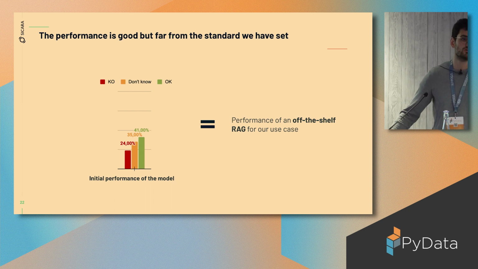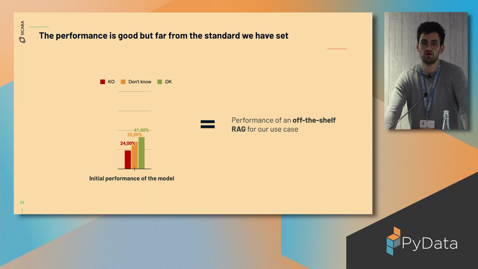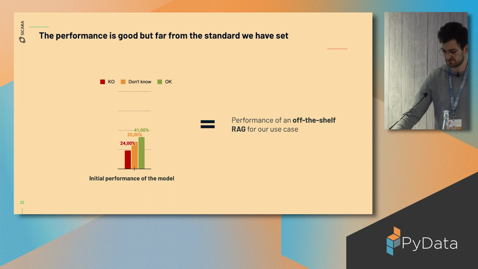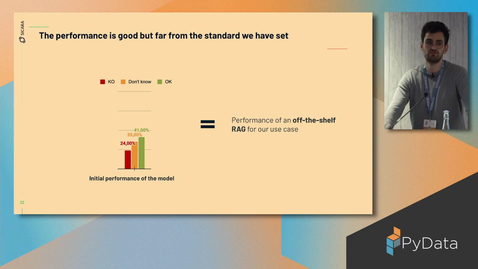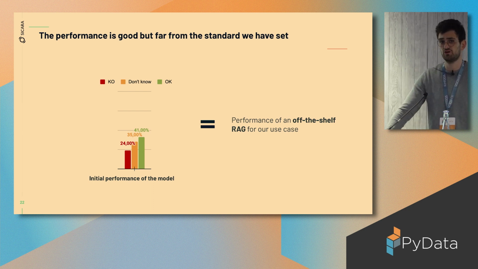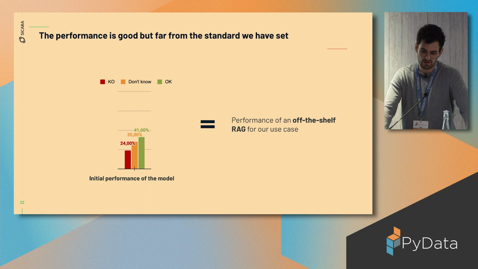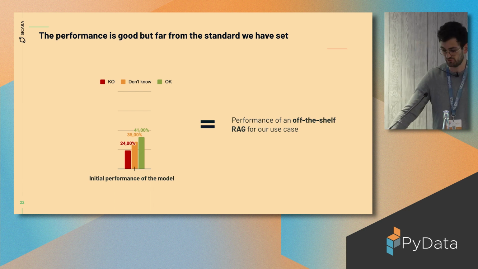And so using an off-the-shelf RAG, like Quivr, for instance, for this specific use case, this is the performance we get on our initial data set. So it's quite good because we did not put a lot of engineering into that, but it's not nearly good enough for what we want to build.